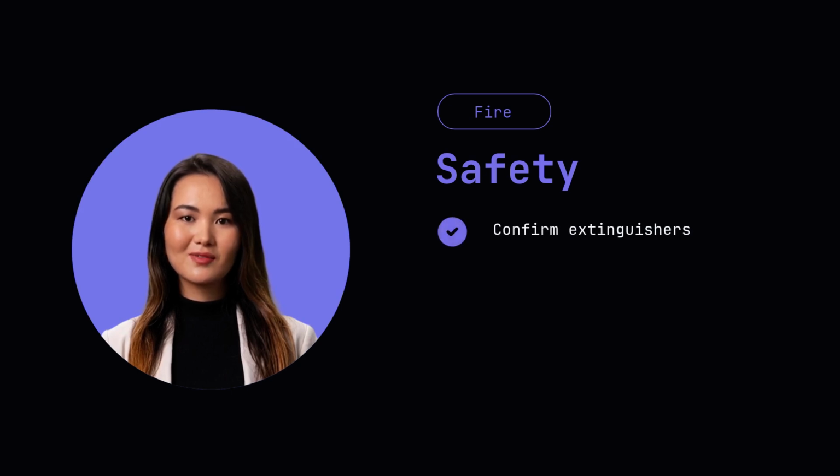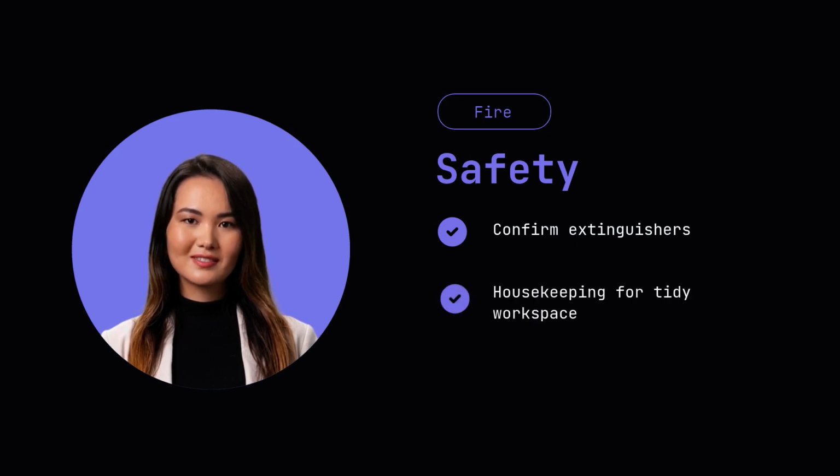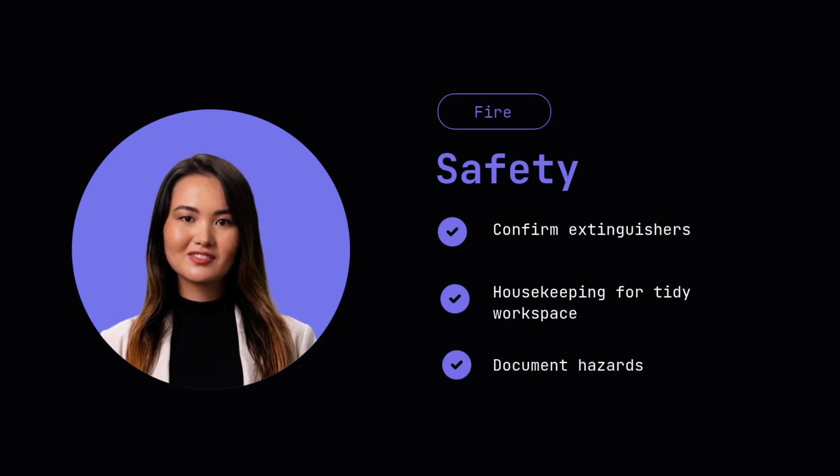Add fire safety to confirm extinguishers and exits are clear. Include housekeeping checks for a tidy workspace. Use photos to document hazards visually. Write comments for problems or repairs. Collect signatures to confirm inspection completion.